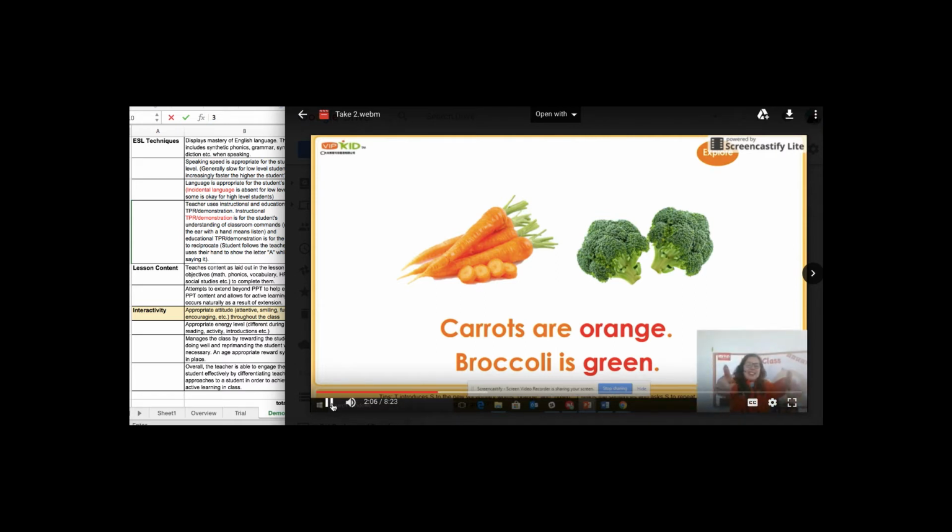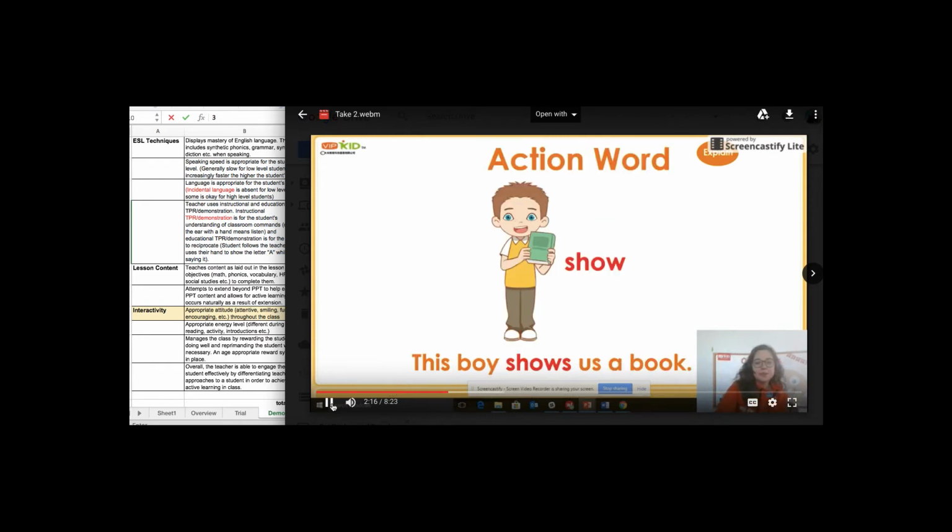Yes, great job, Jackie. You get a sticker. Okay, so we've got our Good second reward job. within a few You slides. have Very good. 2 stickers. Show. Show. Show. Good. This boy shows us a book.